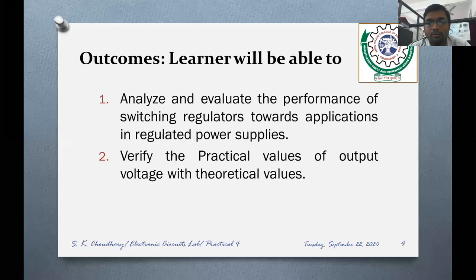After conducting this practical, you would be able to first analyze and evaluate the performance of the regulator towards applications in regulated power supply, and second, verify the practical values of output voltage with the theoretical values. We will verify this.